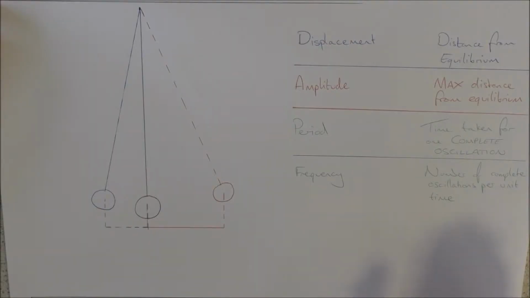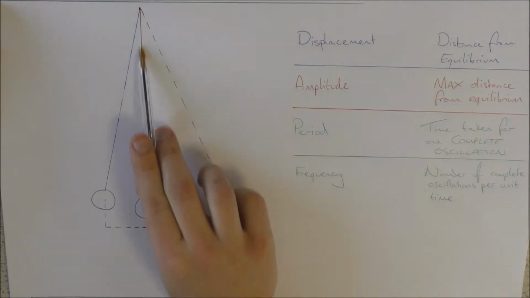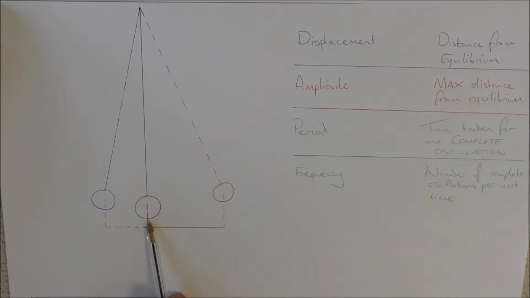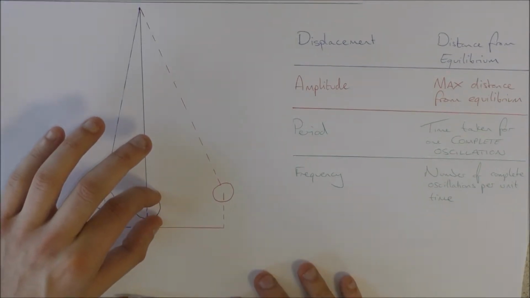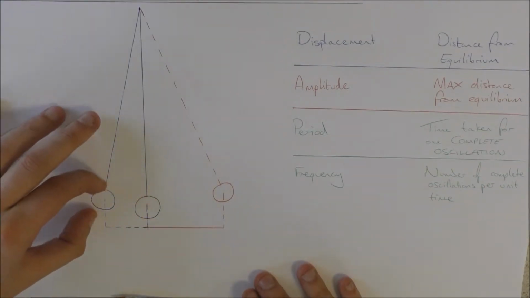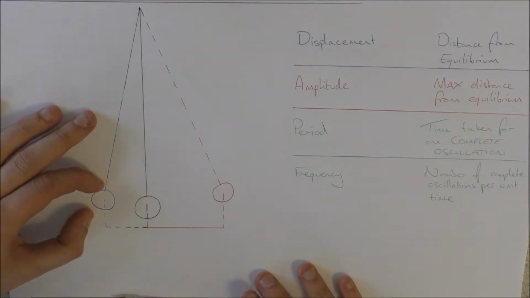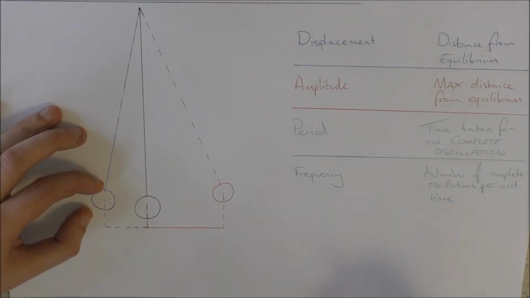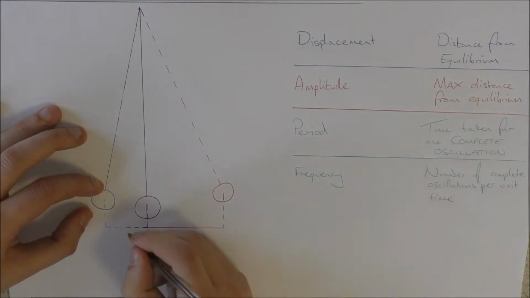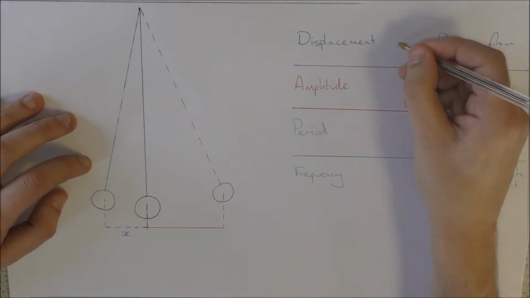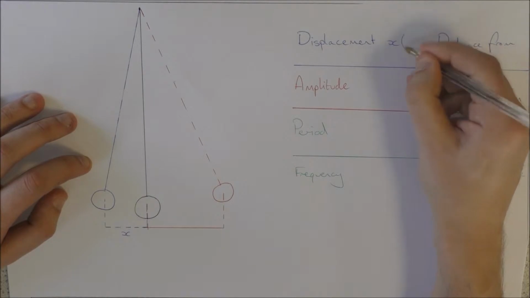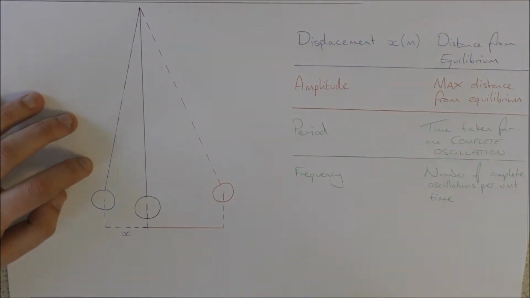Right, so we need to have a look at our terminology for our oscillating motion. I've drawn a pendulum here. The black one in the middle symbolises when it's at rest. Now, if I pull the pendulum away from its equilibrium position, I displace it. The displacement is the distance from the equilibrium position, the distance from rest. And we use the letter x to denote that, and x is measured in meters.